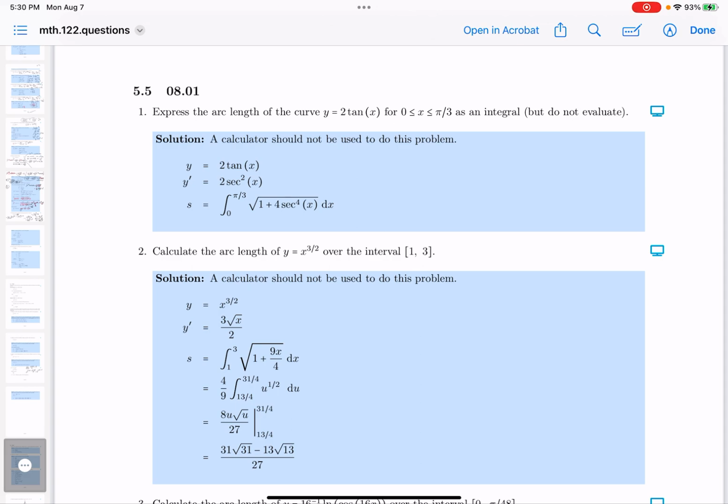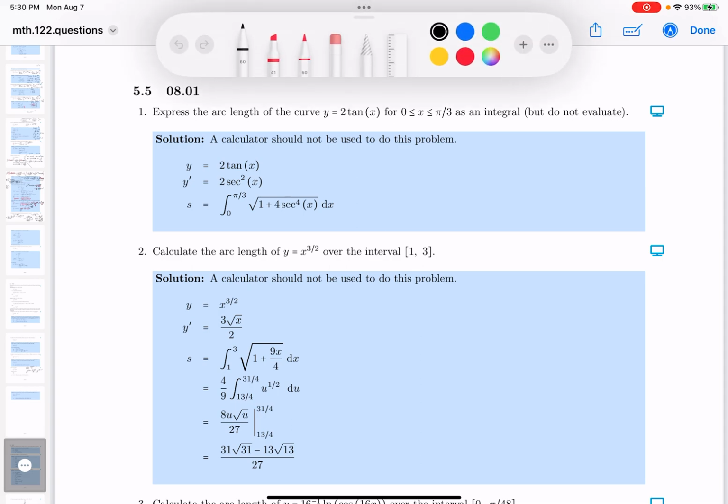Okay, it's critical when you read this question that you read this part of the question, so you don't get stuck on doing something you shouldn't be doing, but do not evaluate it, all right? So please pay attention to that.